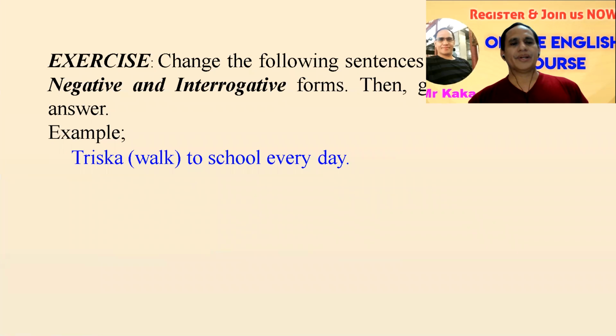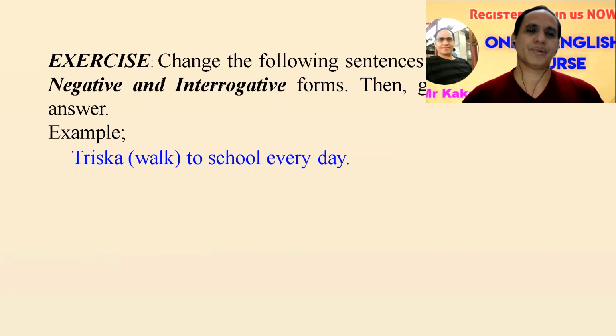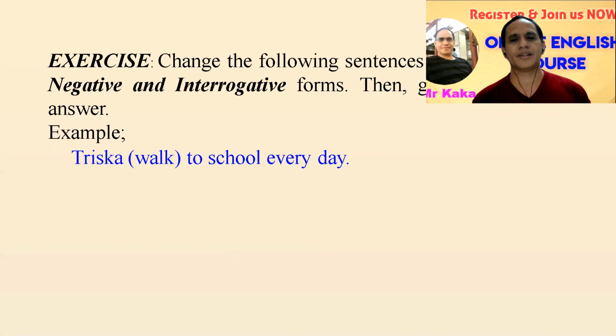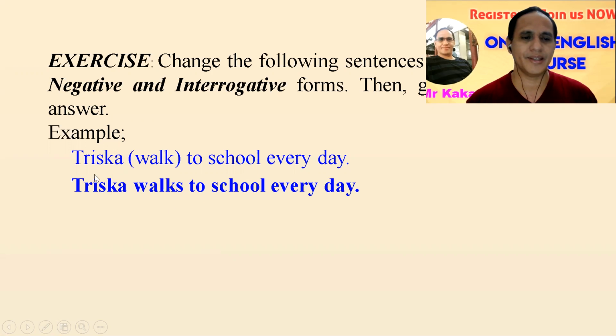All right, everybody. Now let's see an example of the simple present tense. We are going to make the positive, negative, and interrogative forms of the simple present tense. Have a look at the example here: Triska walk to school every day. Triska functions as the subject, walk is the verb, to school is the adverb of place, and every day is the adverb of time.